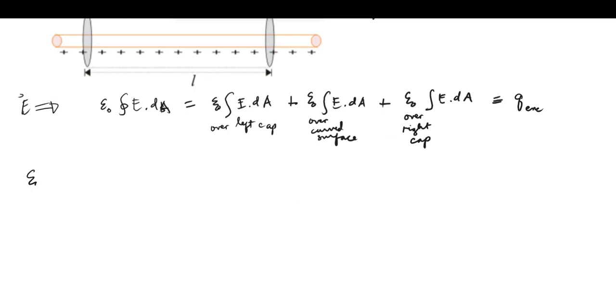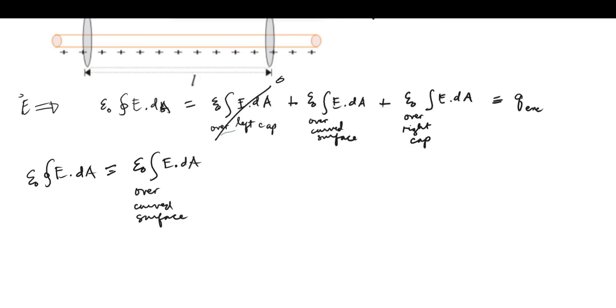Therefore, epsilon naught times the closed surface integral of E dot dA is just equal to epsilon naught integral of E dot dA over the curved surface, because this one is 0 and also this one equals 0. And all of this is equal to Q enclosed. So note that the charge is distributed uniformly over the long wire. Thus, the wire can be characterized by a linear charge density. Again, since it is uniformly distributed, we can define the charge density.